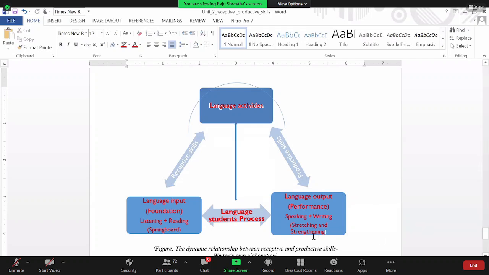So listening and reading create the foundation of language development.